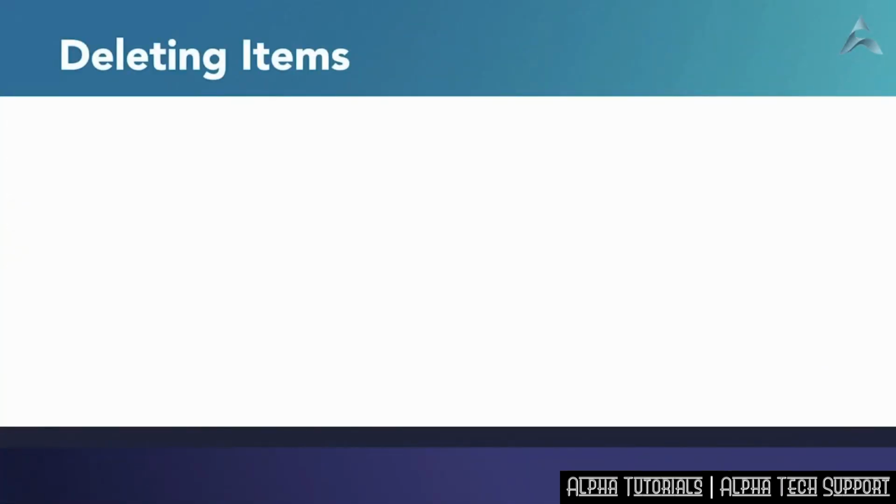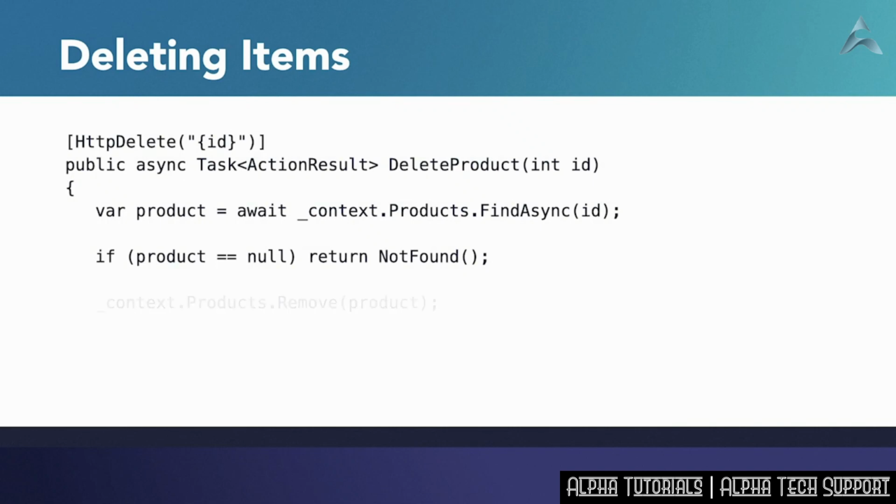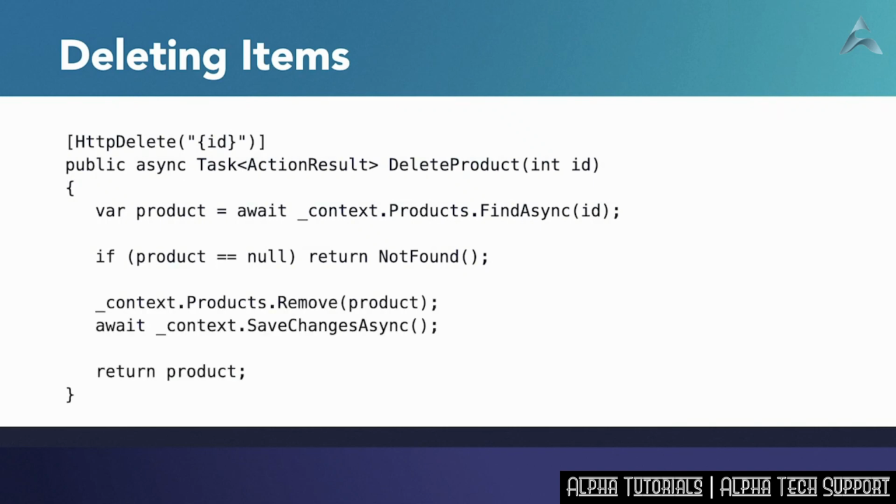The final operation we are about to discuss in this chapter is the D in CRUD, delete. We would like to delete an item from our data store, which means that we need a method with the HTTP delete attribute. And we have to provide the ID of the product we would like to delete. We don't need the full product, just the ID is good enough. Then we have to get the product from the data store. And then the first question is, is there such a product? If not, we have to return HTTP 404 not found.